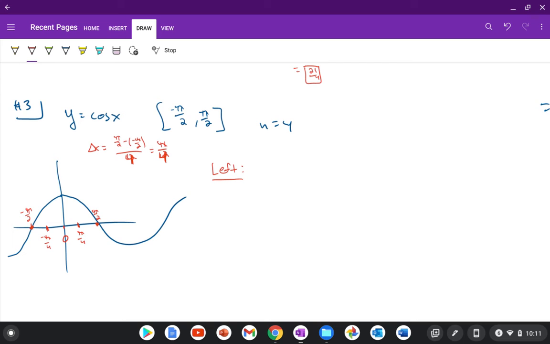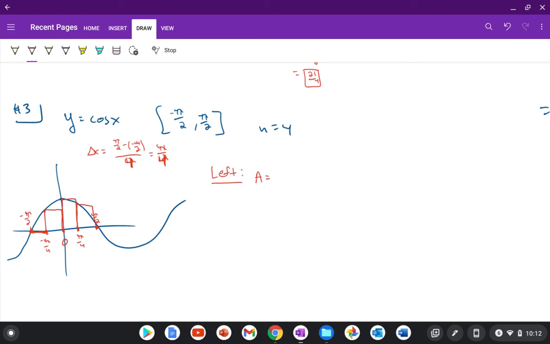All right, so for my left one, notice I actually have a height of like 0 on this first one, right? And then the second one would be over here. The third one would be up here. And then my last one would be here. And then with the right sum, it's just going to be flip-flopped. It's going to be the opposite.